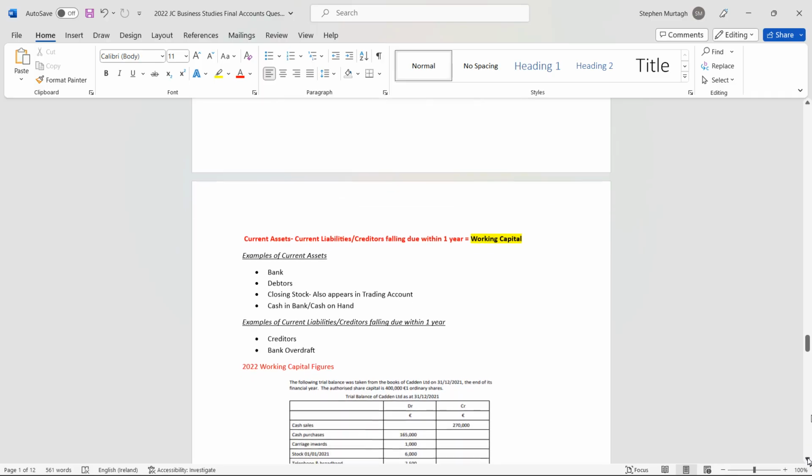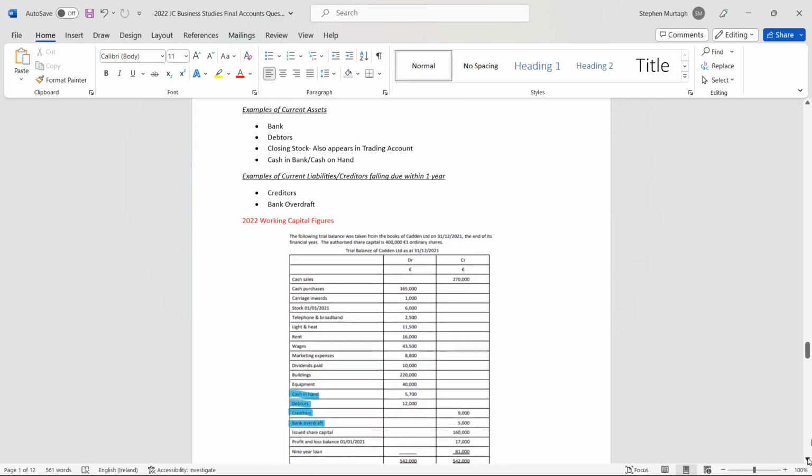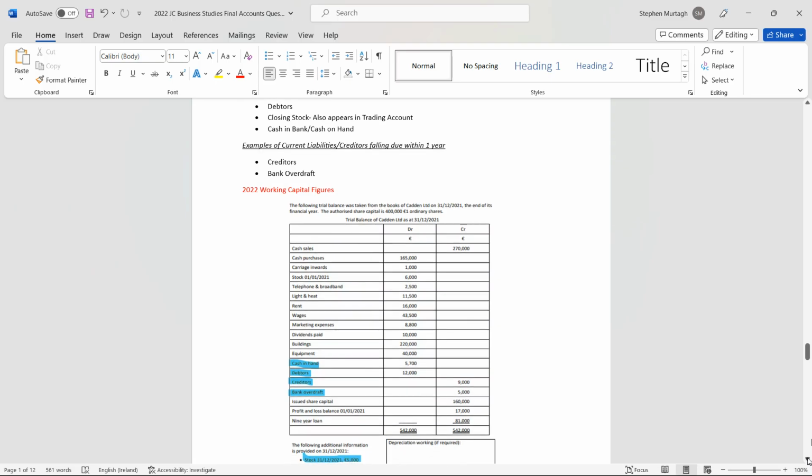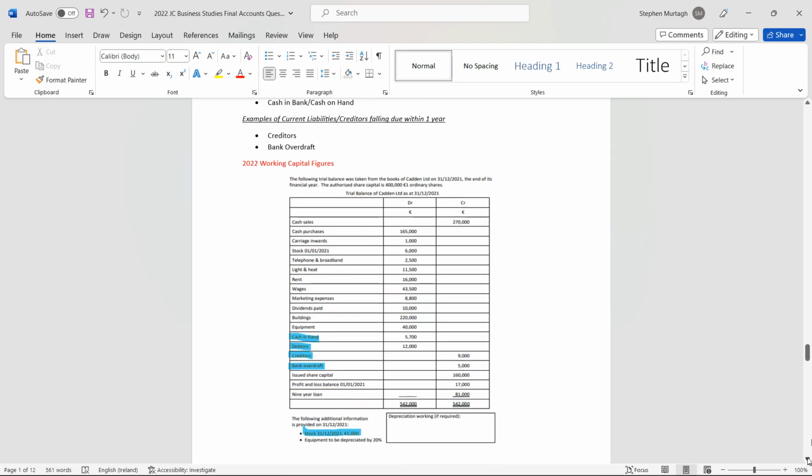So if we look at the question again, the figures that are relevant here: there's cash. Cash, as we've seen above, is a current asset. Debtors, as we've seen above, is a current asset as well. Creditors will be a current liability, and bank overdraft will be a current liability as well. And then you've got stock at 31st of the 12th, 2021 at the bottom of 5,000. That's also going to be a current asset.